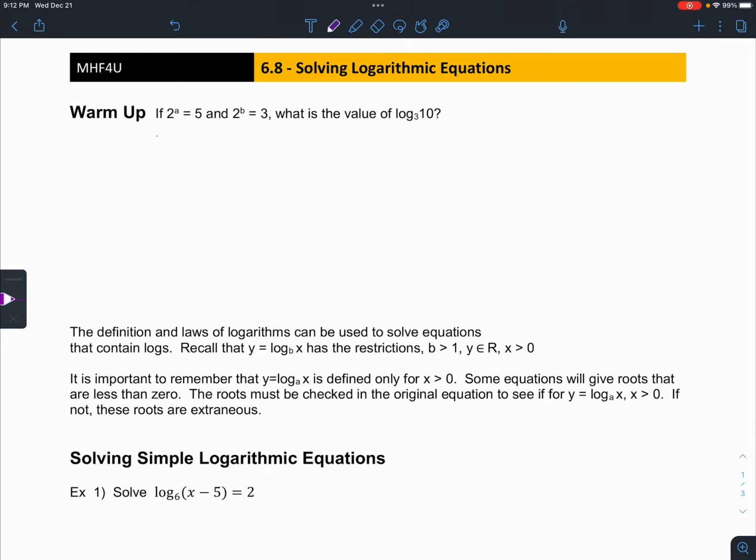The first thing that you could do is rewrite each in logarithmic form. So we would have log to the base 2 of 5 is equal to a, and log to the base 2 of, or not b, sorry, 3, is equal to b.